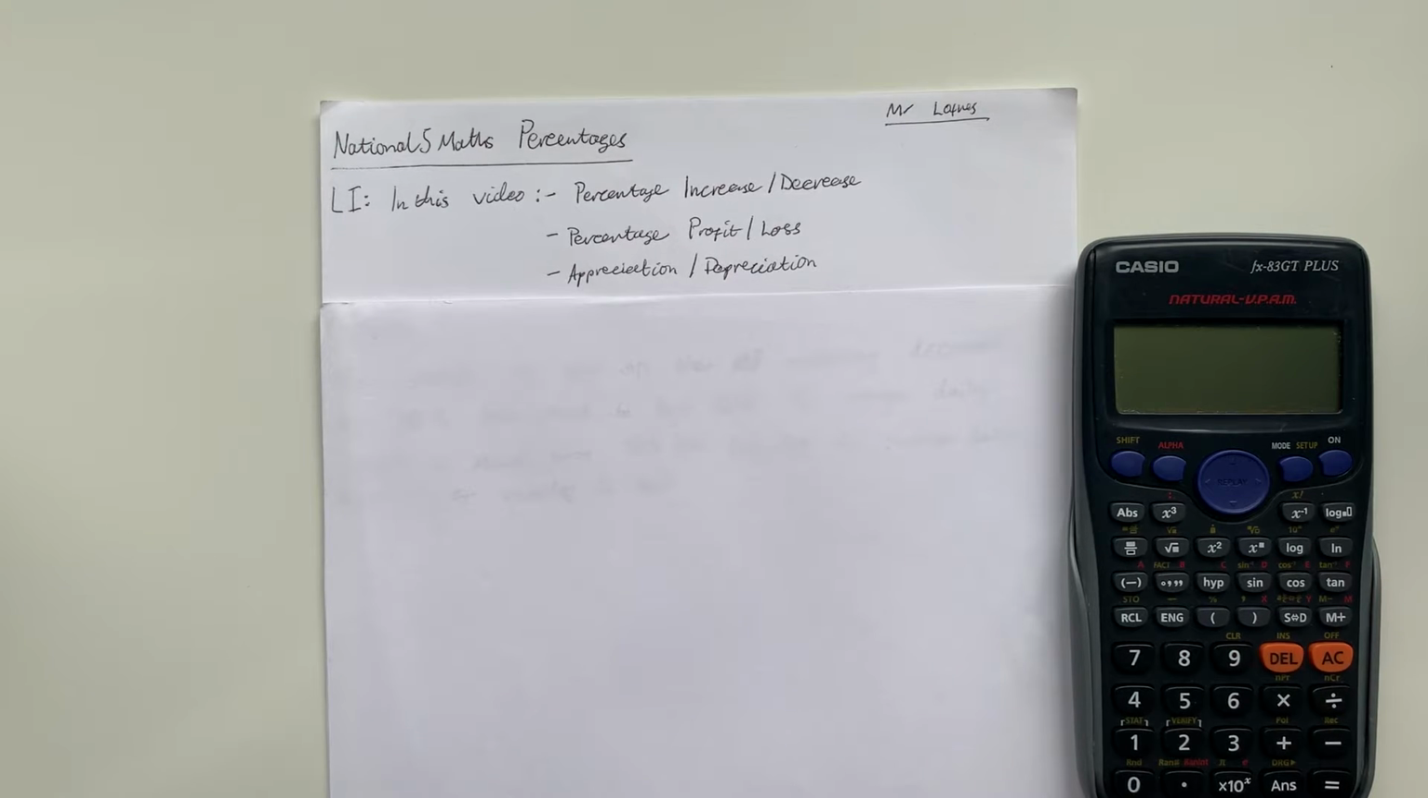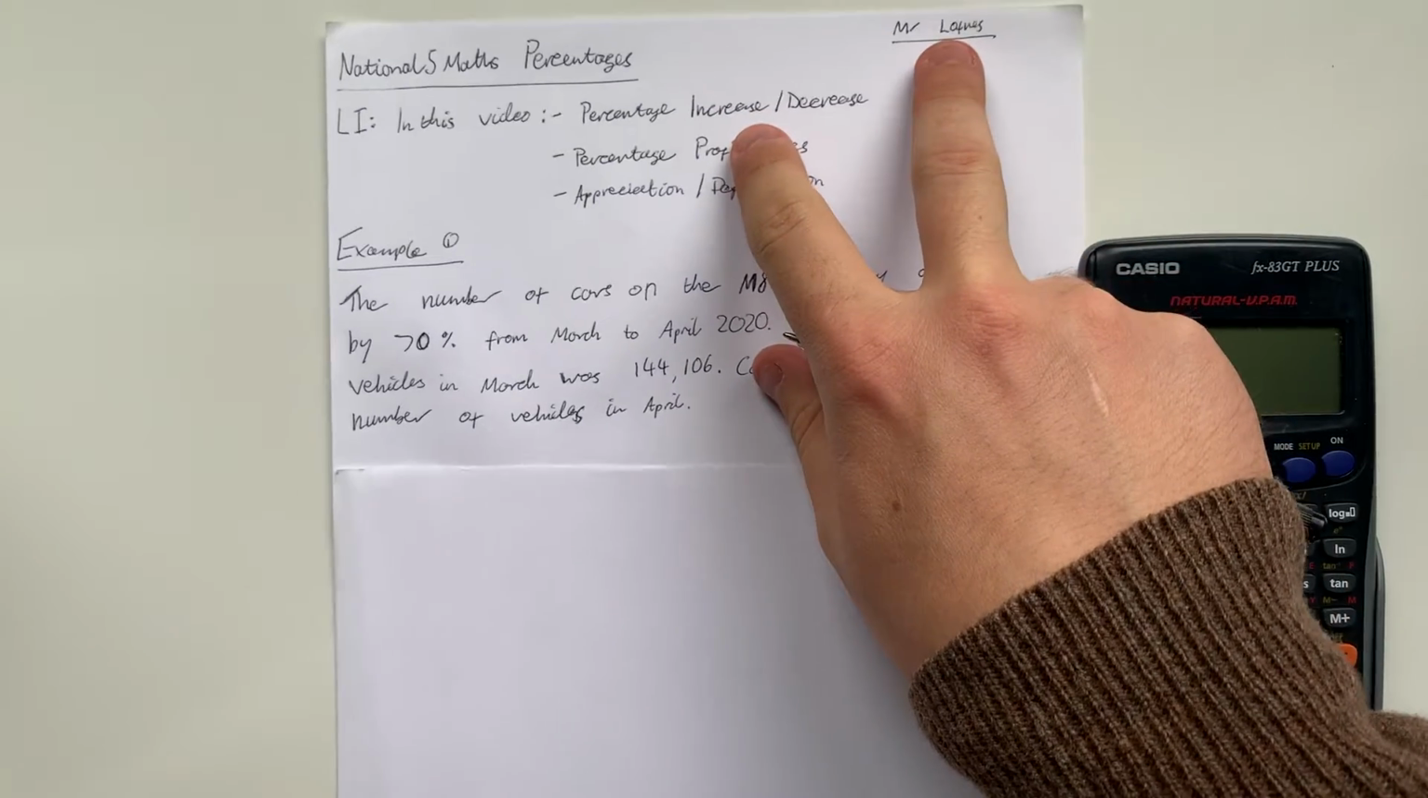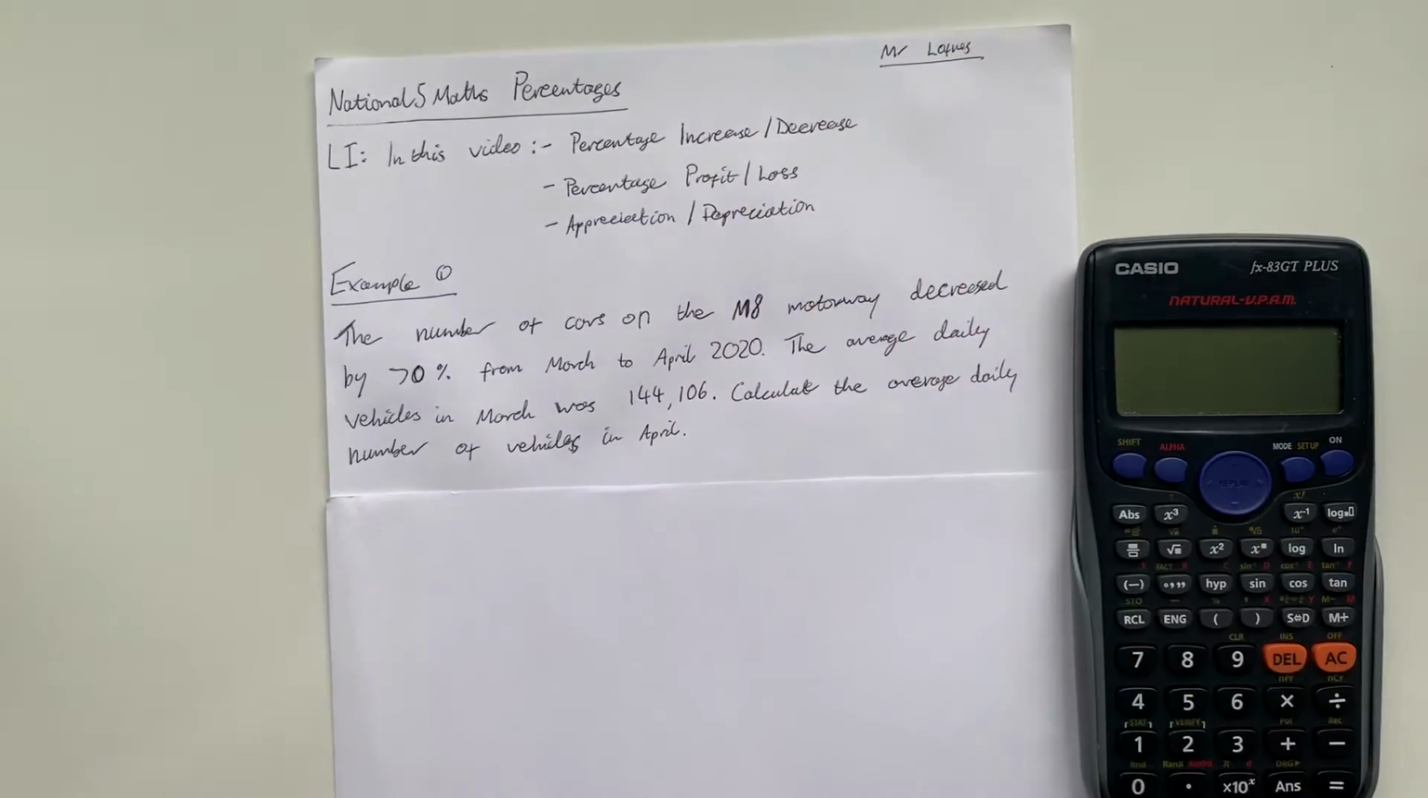As with the last video, you should have a calculator for this. You will be able to do some of this non-calculator, but in the exam, most of the time, percentages questions will come up in paper 2, because then you can ask some slightly more meaningful questions. If you have a calculator, you can do a bit more interesting analysis rather than the non-calculator questions. Okay, so let's get into it with example 1, which is on percentage increase and decrease.